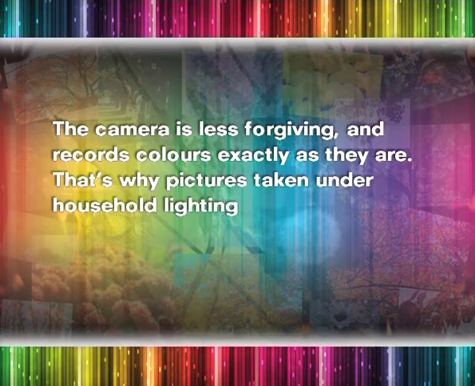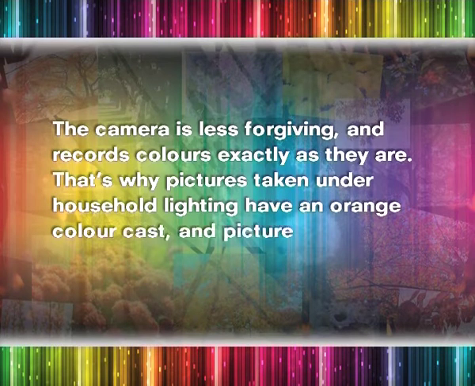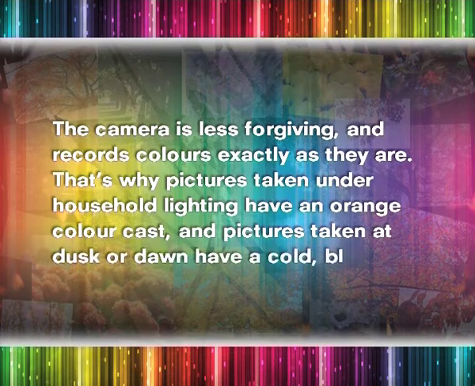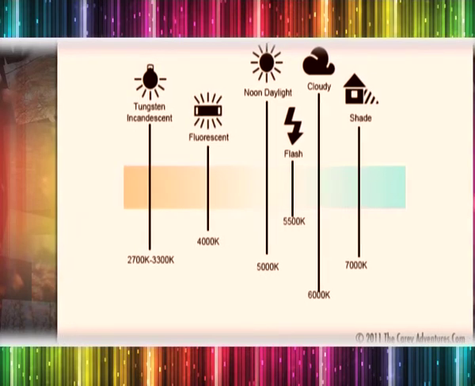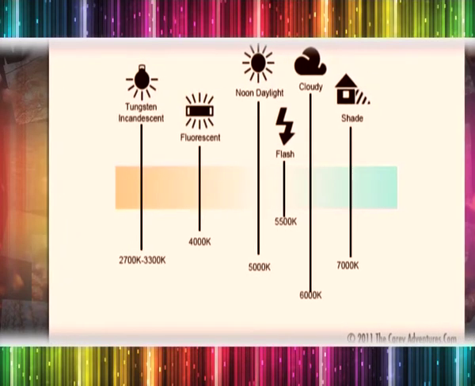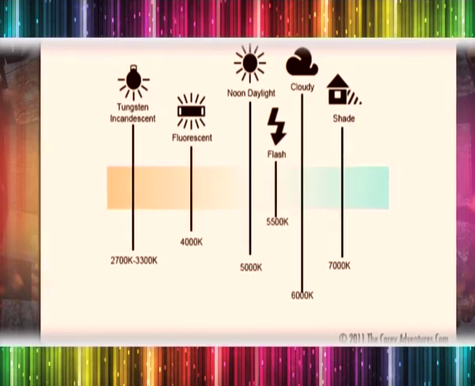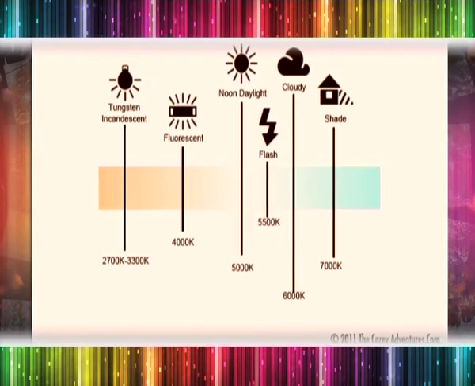That's why pictures taken under household lighting have an orange color cast, and pictures taken at dusk or dawn have a cold blue look. Digital cameras have white balance controls to correct these color shifts. This adjustment happens when the camera processes and saves your picture. For example, if we take a picture under incandescent lighting, the camera can reduce the amount of orange in the colors and boost the blue to produce more neutral colors.